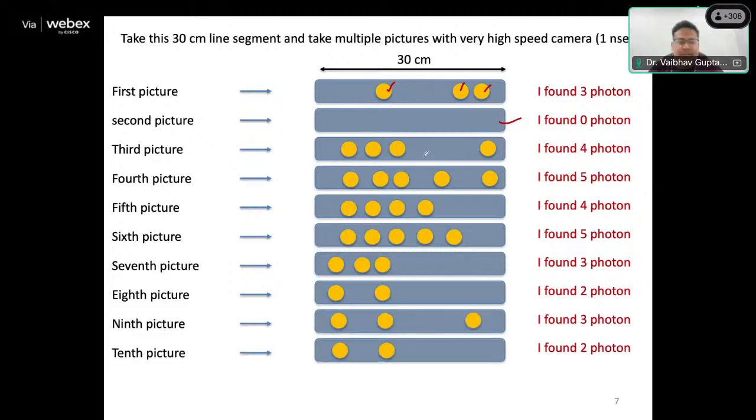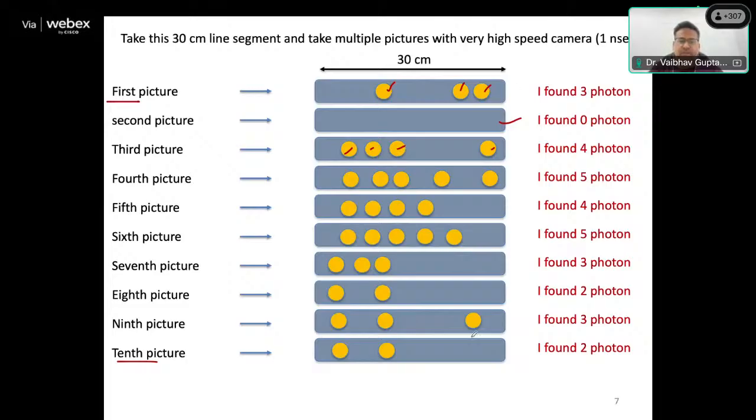And what I did is that I took 10 pictures. So from 1 to 10, I took 10 pictures, right? In the first one, the photons were like this. In the second one, there was no photon. In the fourth, the four photons are like this. So I found the fourth one here, the first one here, the second here, the third here.